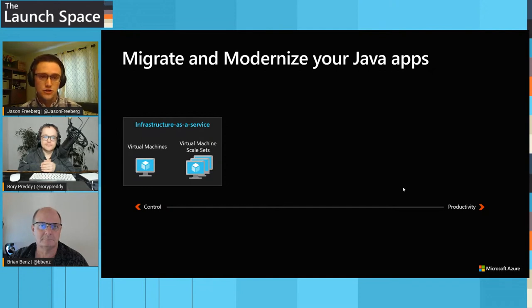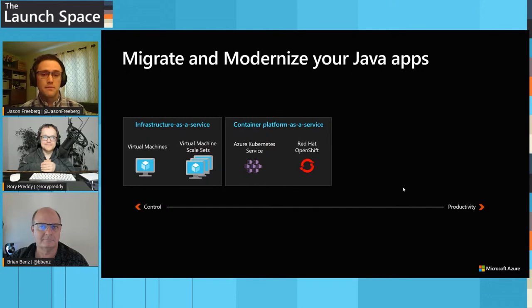So of course, Azure offers infrastructure as a service. You can deploy your Java apps onto virtual machines or virtual machine scale sets. And as you might guess by that name, scale sets, VMSS allows you to scale out to thousands of virtual machines very quickly and scale out your deployment. But as we all probably know, virtual machines come with a higher bar of management and overhead. So if your organization leverages containers, you can use AKS, the Azure Kubernetes Service, or you can use Azure Red Hat OpenShift.